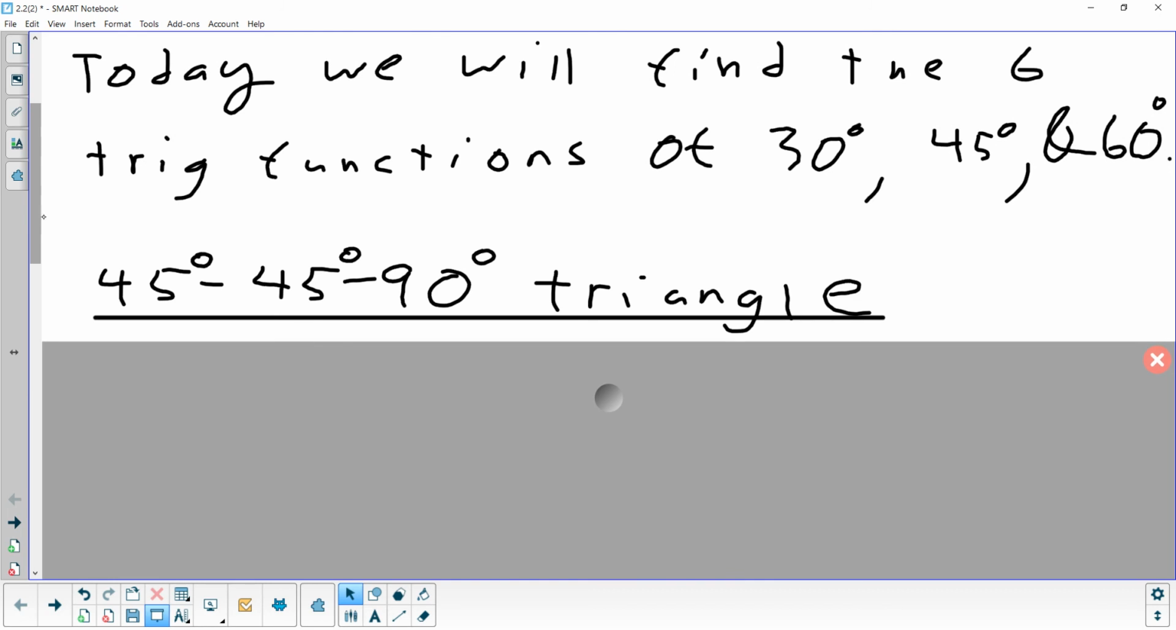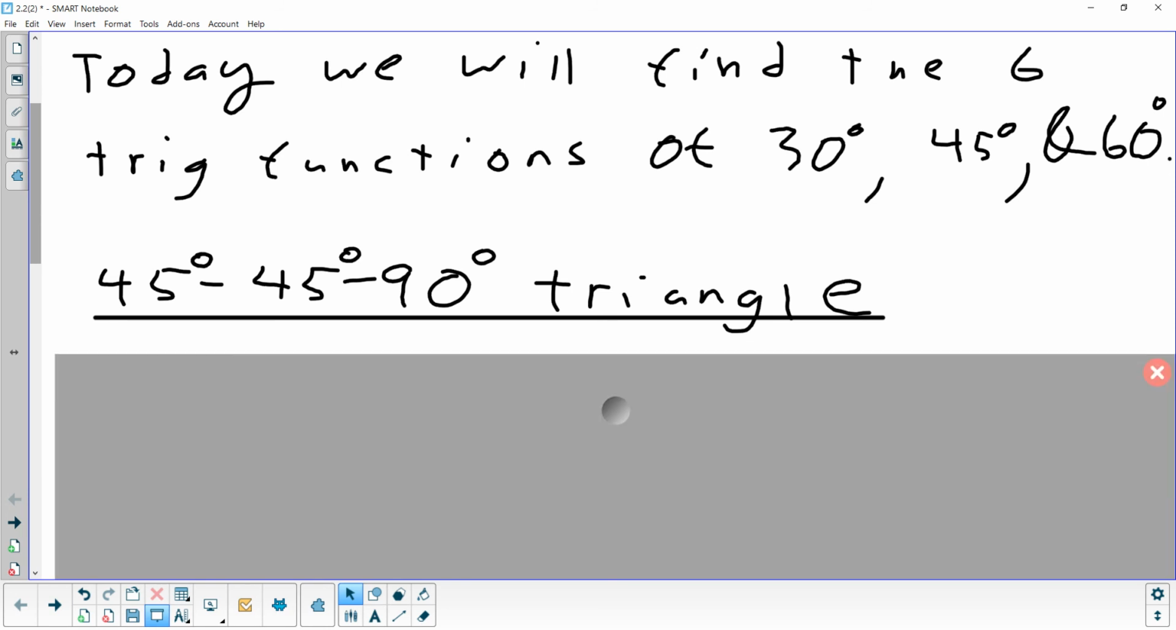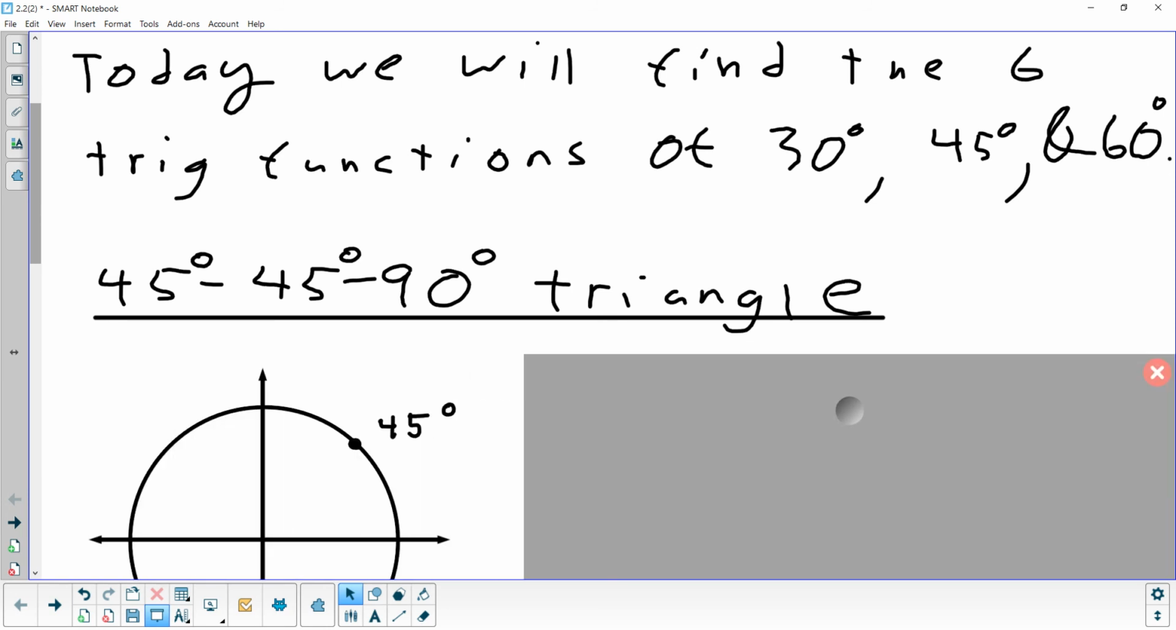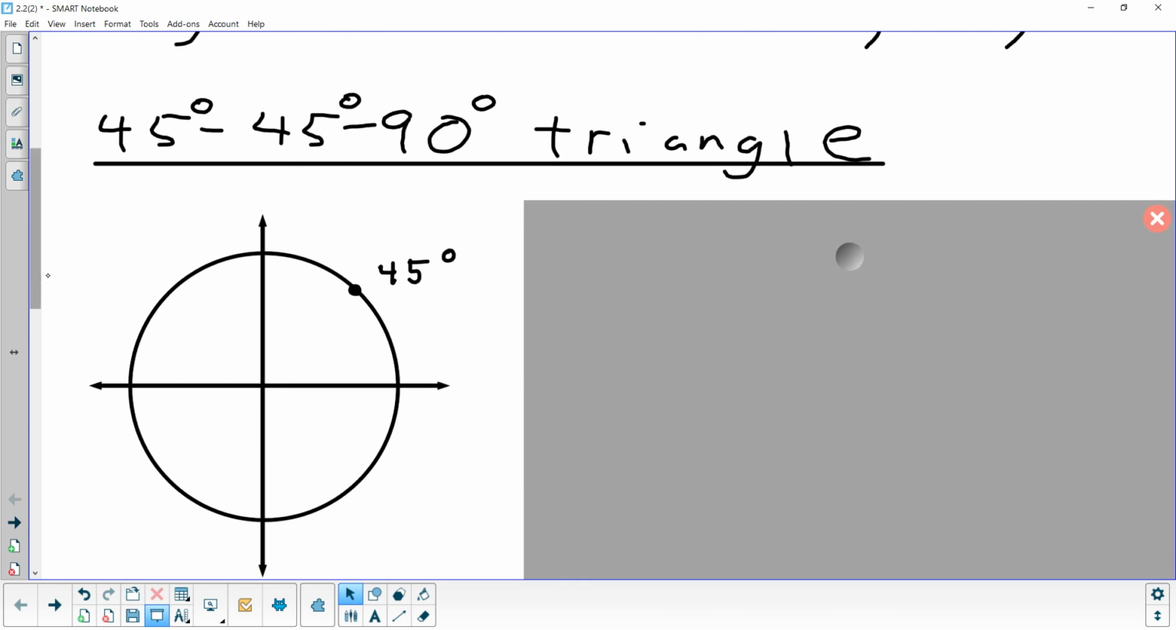So we're going to start with figuring out the coordinate for 45 degrees. So what I've done the best I could is I drew my unit circle. The positive x-axis right here would be 0. Going straight up is 90. So 45 is halfway between 0 and 90.